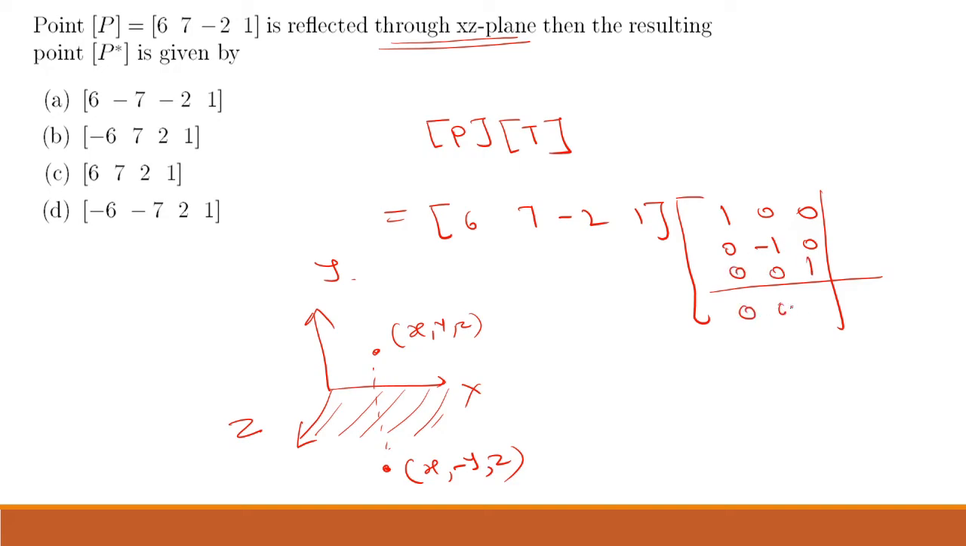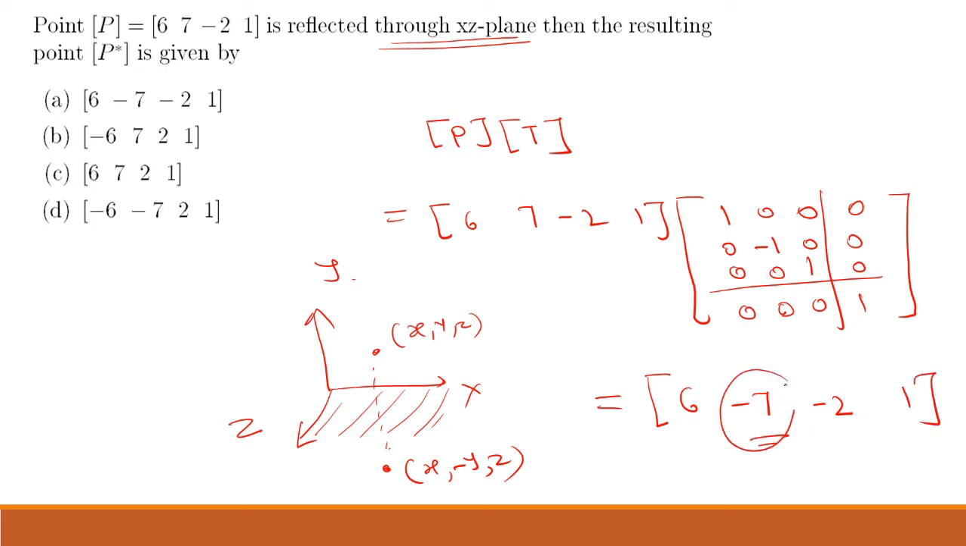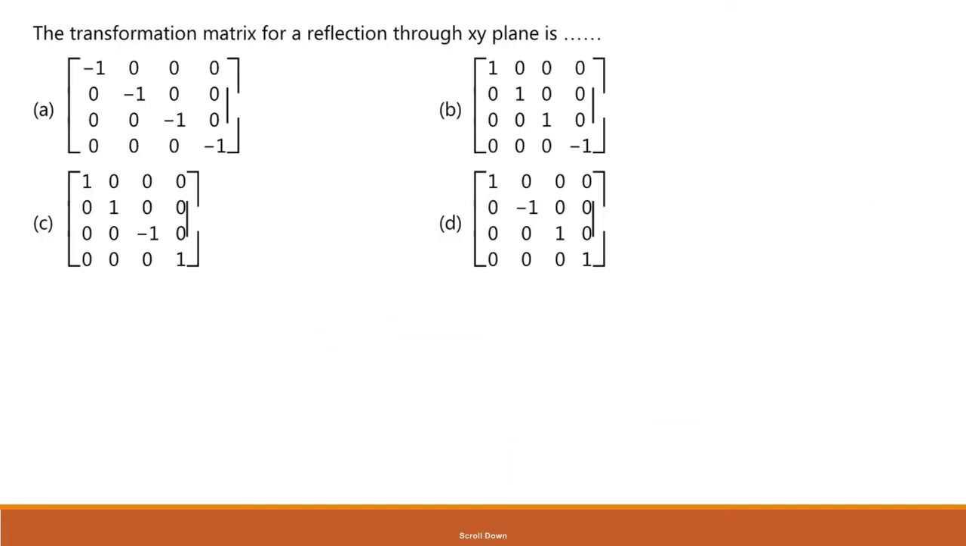And since we are using the homogeneous coordinate system, the last row and the last column will be 0 0 0 1. Okay, and just do this multiplication. So this will give the result 6, again minus 7, then minus 2 and 1. So you can see here only the sign of the y coordinate is changing. Okay, so which option will be correct? That is the first one. Okay, option A is the correct option. Okay, now let's see the next one.